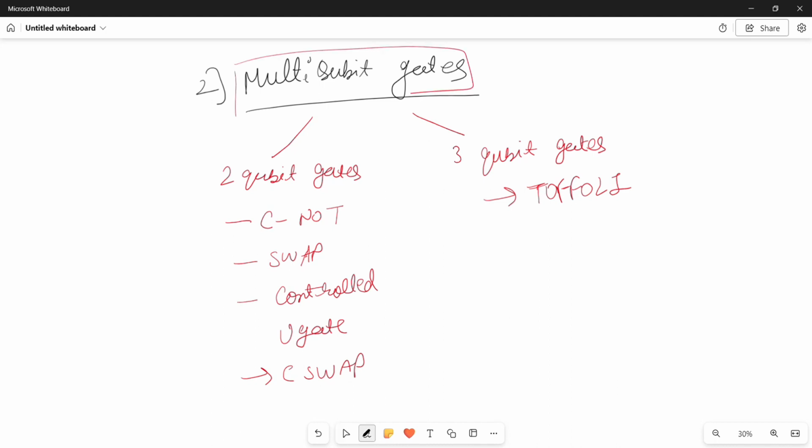Multi-qubit gates are of two types, your 2-qubit and 3-qubit gates. Your 2-qubit gates include CNOT, swap, controlled-U gate, and your C-swap gate. Swap and C-swap are one and the same, just with another control bit line added. You will see it later on. And your 3-qubit gate is your Toffoli gate.